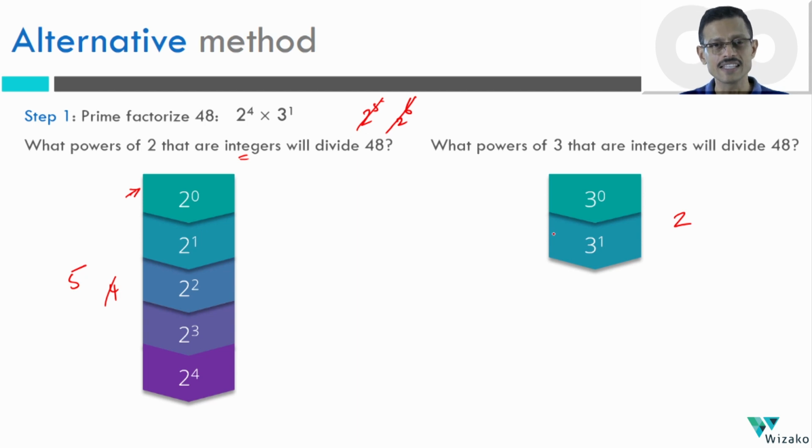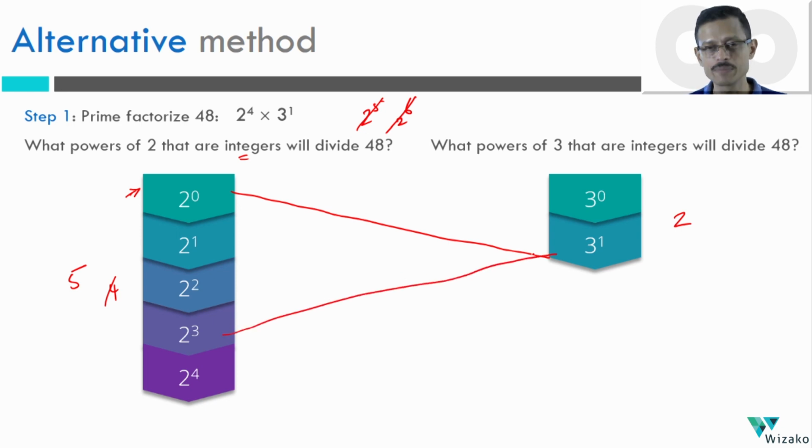Another way of stating this is, any factor of 48 will actually be some permutation of powers of 2 and powers of 3. Let's just randomly pick something. Let me take 2 power 0 into 3 power 1. 2 power 0 into 3 power 1 is 1 into 3, which is a 3, which is a factor of 48. Pick something like 2 power 3 into 3 power 1. 2 cube is an 8, 3 power 1 is a 3, 8 into 3, 24 is a factor of 48. So factors of 48 are nothing but permutations of powers of 2 and powers of 3.